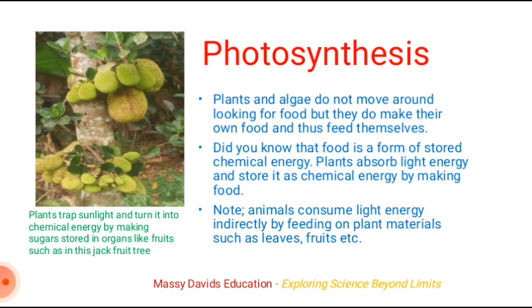Note that animals consume light energy indirectly by feeding on plant materials such as leaves, fruits, stems, roots, and so on. If you look at that jackfruit tree, it has green leaves. These leaves absorb light energy and they use it to make food. And this food, remember, is now the stored chemical energy. In this case, we have the sugars. So those sugars are stored in the fruits. When the fruits ripen, animals consume them.